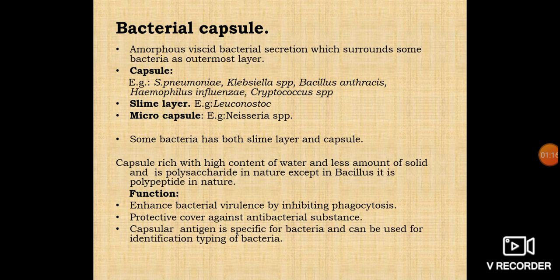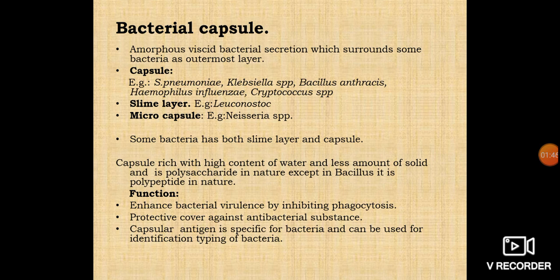And microcapsule: when the capsule cannot be seen under the light microscope, that means it is very small, then it is called the microcapsule. For example, the capsule produced by meningococci and gonococci is invisible under the light microscope. And some bacteria will have both a slime layer as well as a capsule. An example for this is Streptococcus salivarius. It has both a slime layer as well as a capsule.